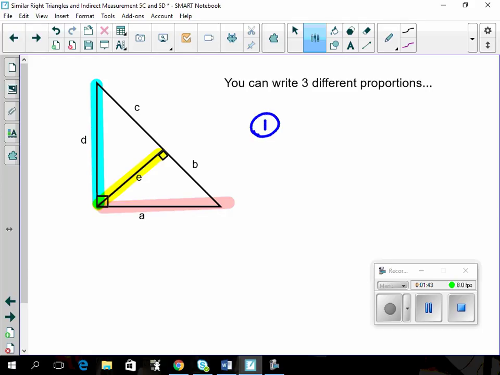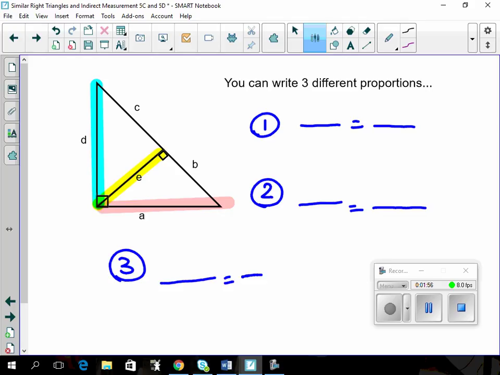So again, you have 3 proportions, and we're going to write all 3 of them. You're literally just going to write 3 different cases. You don't have to do all of them. You can just pick the one that you need to solve the problem. You don't have to do all 3. There's just 3 possible if you need them, okay?